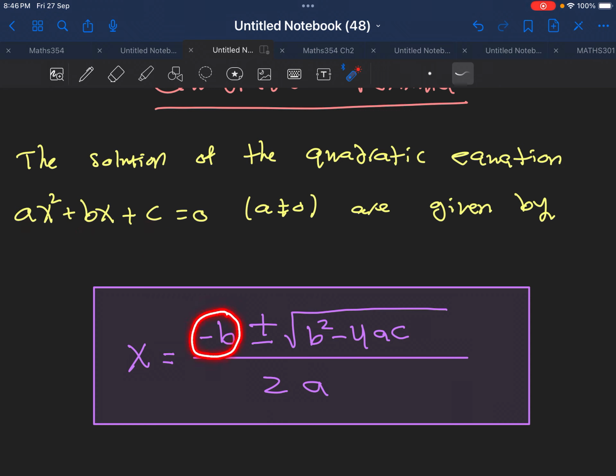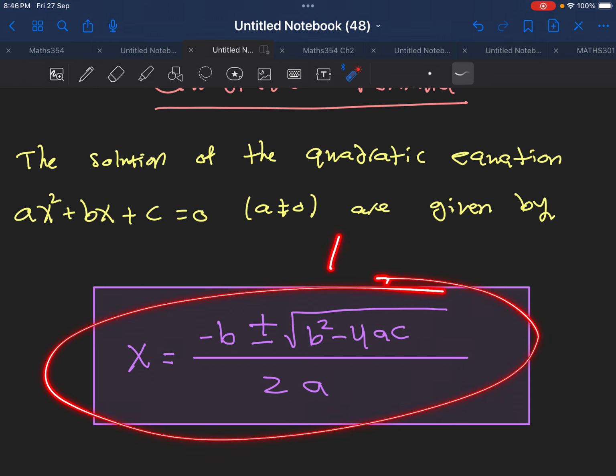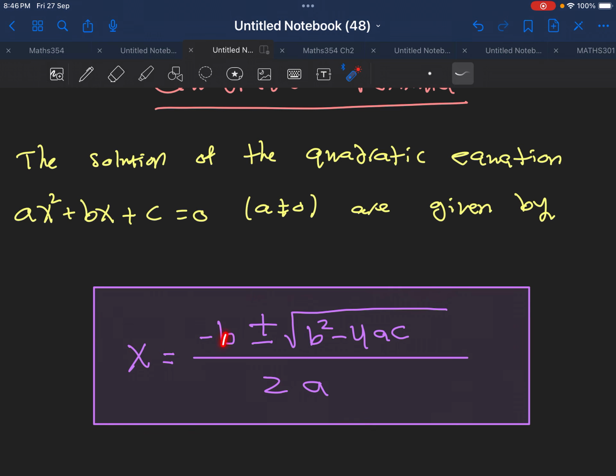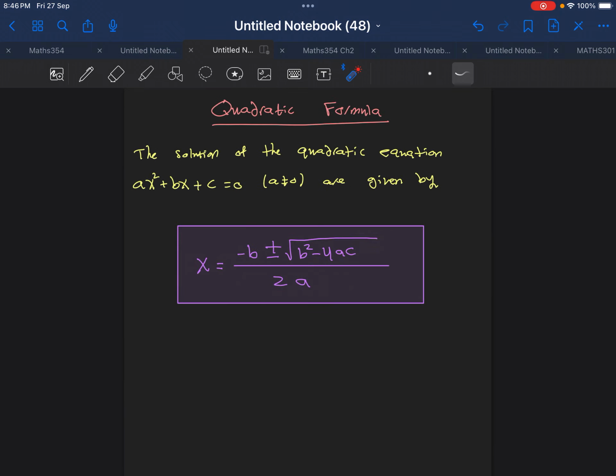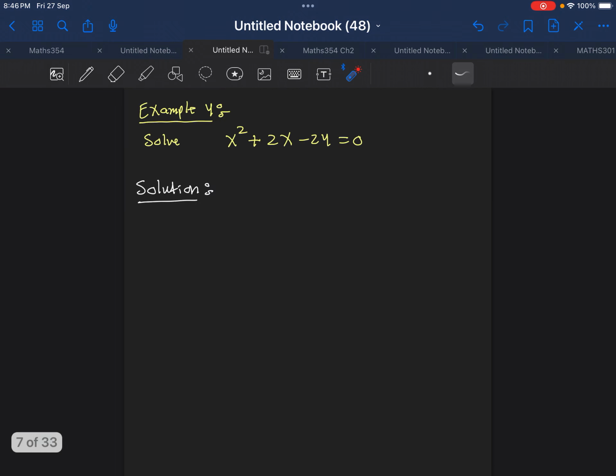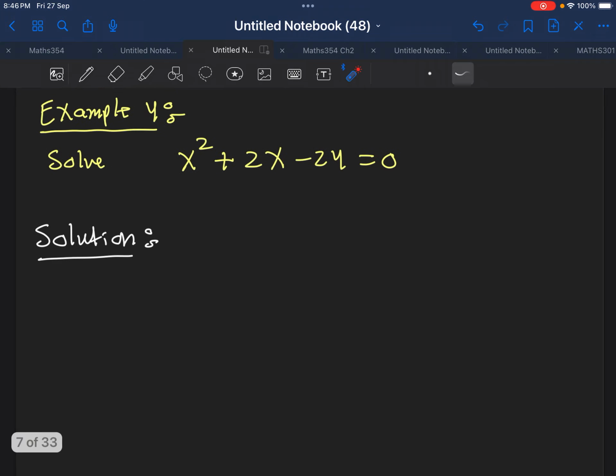It's just negative b, which is this one. And then we have b squared minus 4ac inside the square root. And then we have two options, plus and minus, and then we divide by 2a. So keep this formula in front of you because all what you need to do is plug in the numbers in this formula. Let me jump directly to a first example here, which is example number 4.